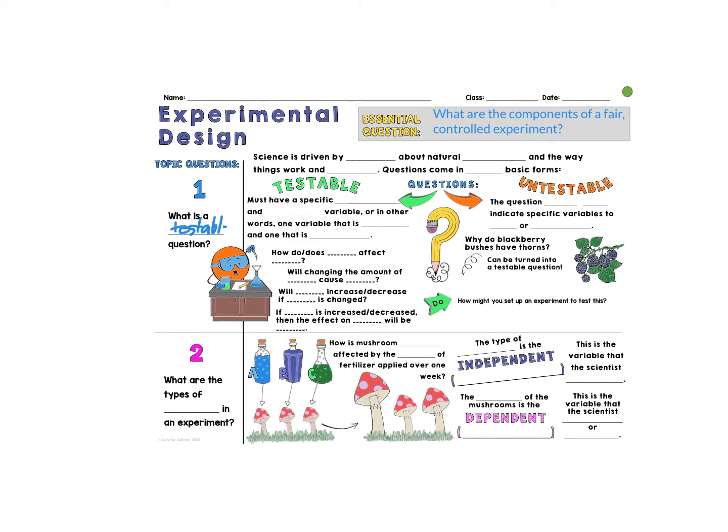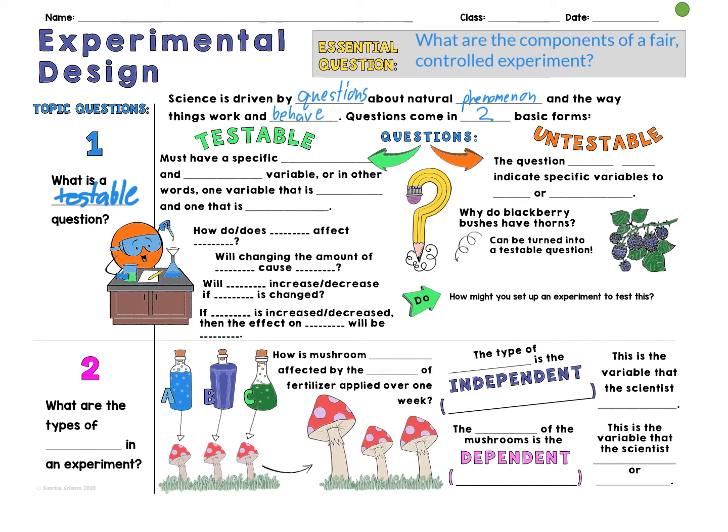Well, science is driven by questions about natural phenomena and the way things work and behave. Questions come in one of two basic forms, either testable or untestable. Testable questions must have a specific manipulated and responding value, or in other words, one value that is changed in the experiment and the other one that is measured.